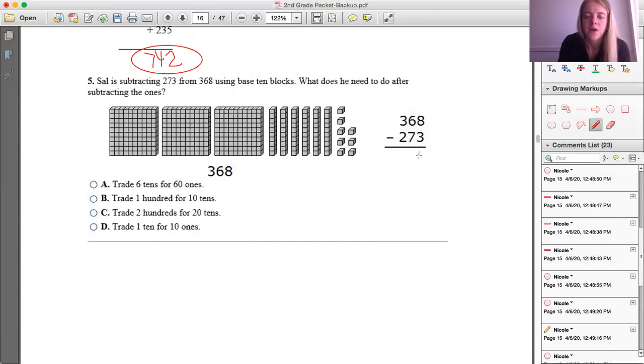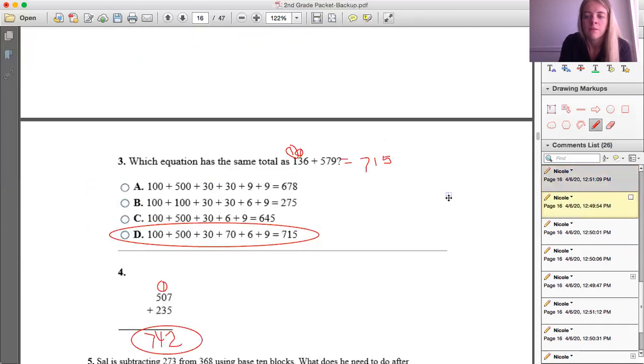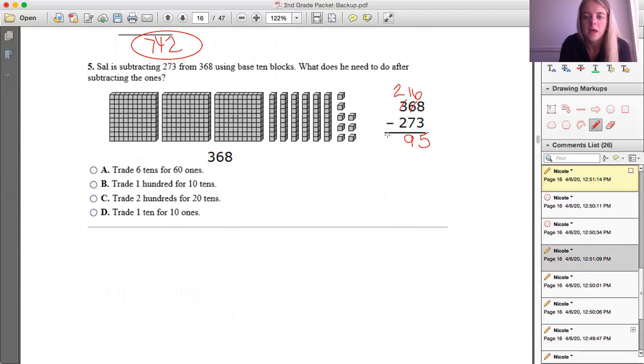8 minus 3 is 5. You cannot do 6 minus 7, so you have to cross off the 6. Make it a 16. Cross off the 3, make it a 2. 16 minus 7 is 9. And 2 minus 2 is 0. So your answer would have been 95.